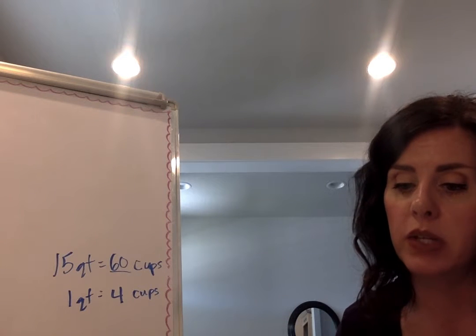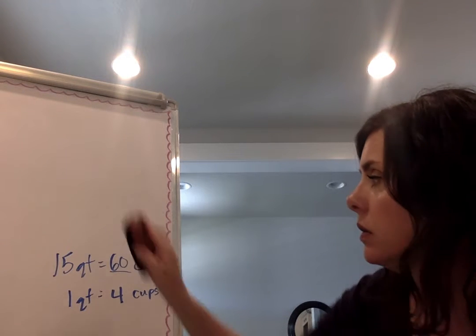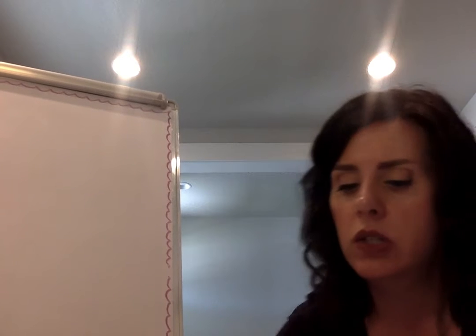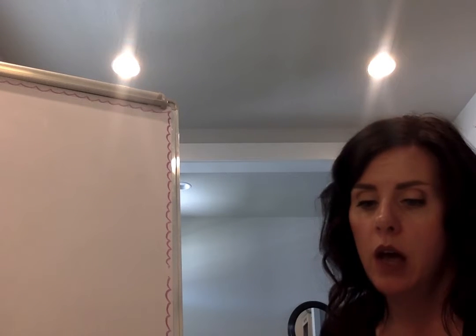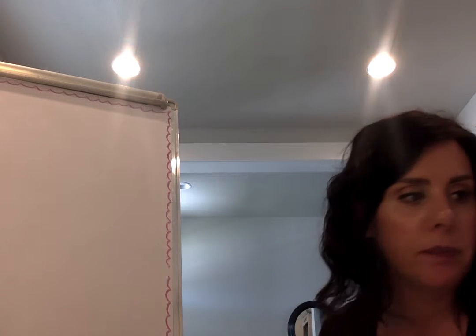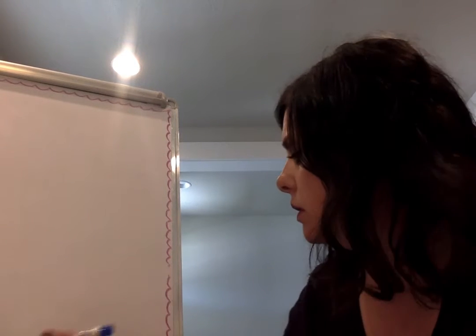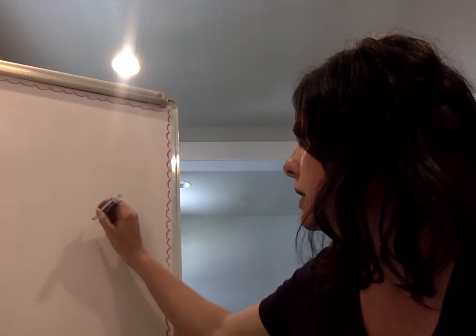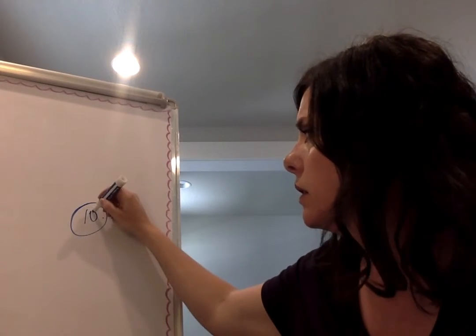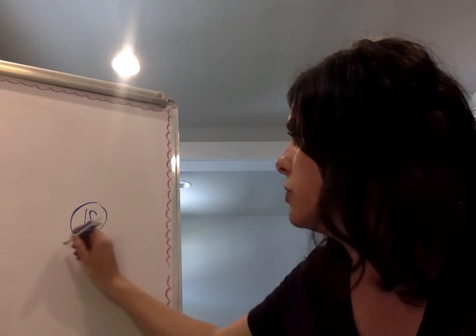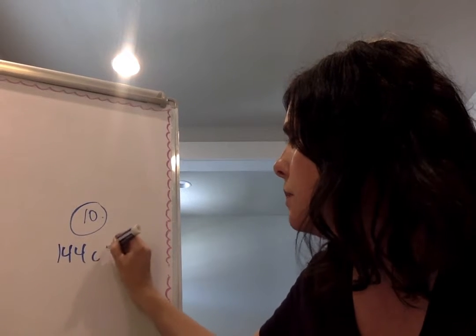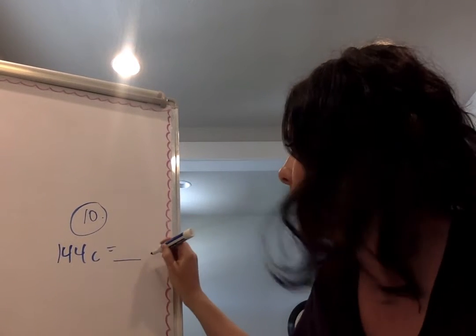Okay, that was number 7. Let's just do 2 more. I think we'll be okay. I want to skip to, let's do number 10. This is number 10. I keep losing my lid. Okay, and we're doing 144 cups equals how many gallons?